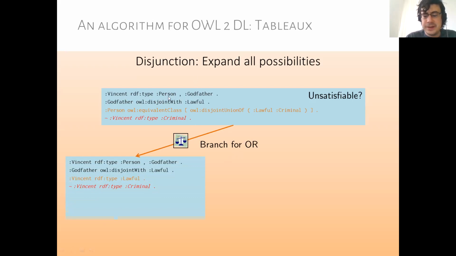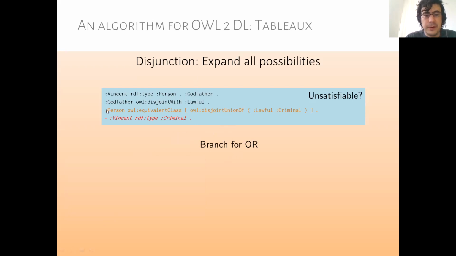So what we've done here is, sorry, before that, we have O, our original ontology, and then we've negated O prime here. So not Vincent type criminal, right? And now we're going to check if this is unsatisfiable. It means, is this inconsistent or not? If we say that Vincent's not a criminal, do we find an inconsistency? If there is an inconsistency, it means that this ontology actually entails that Vincent is a criminal.